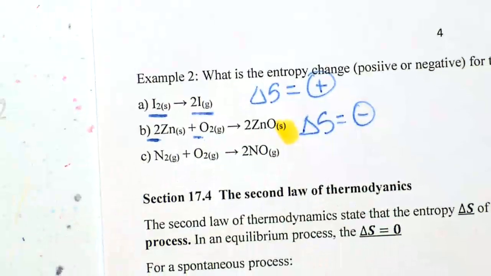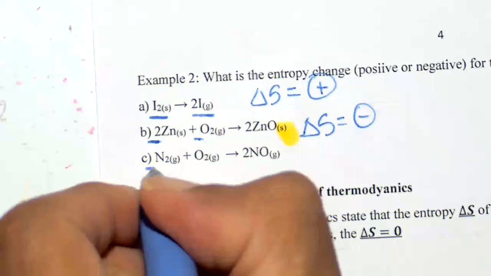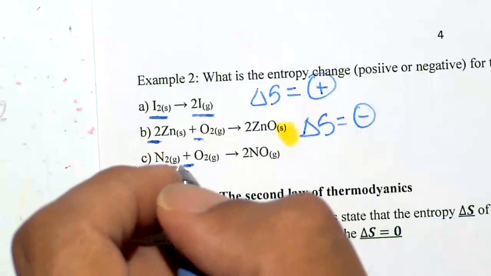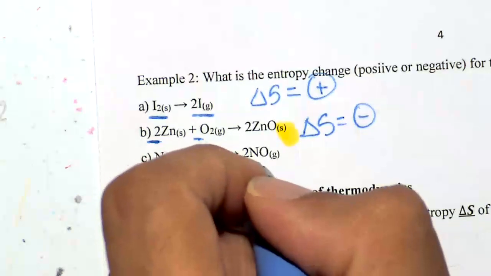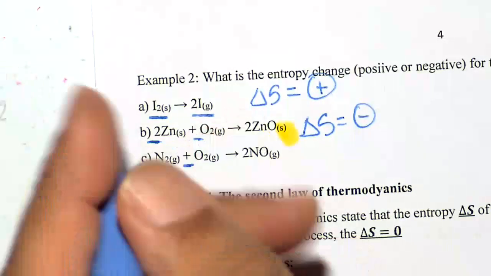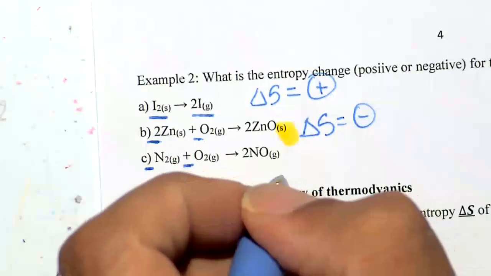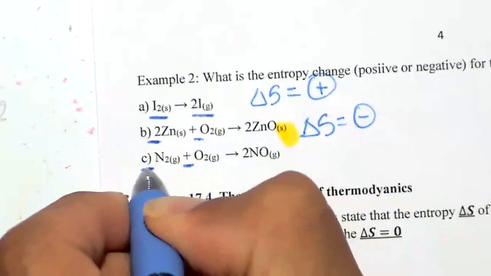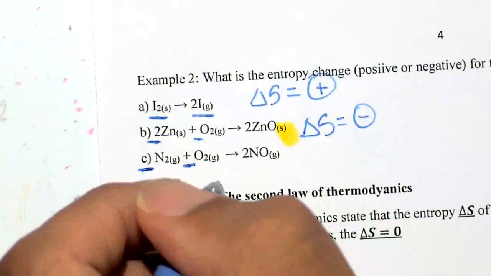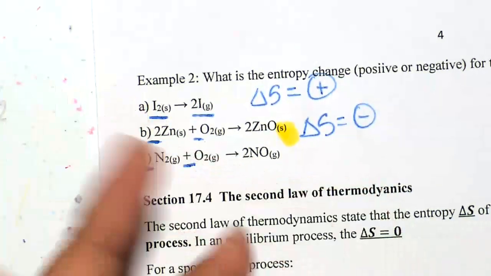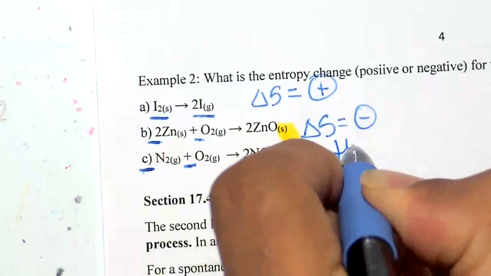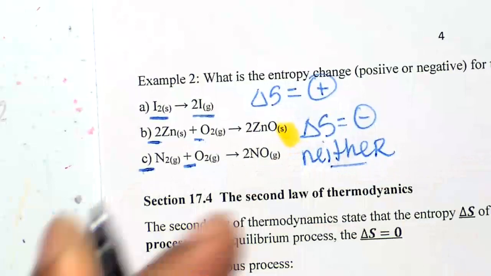I will not ask you this on the exam, but you have 1 mole of a gas plus 1 mole of a gas going to 2 moles of a gas. And 2 moles of a gas are going to 2 moles of a gas. So here the entropy change would be neither positive nor negative. There's no change in entropy. You have 1 mole of a gas plus 1 mole of a gas equal to 2 moles of a gas going to 2 moles of another gas. It's like they're joining together, and it's neither positive nor negative.